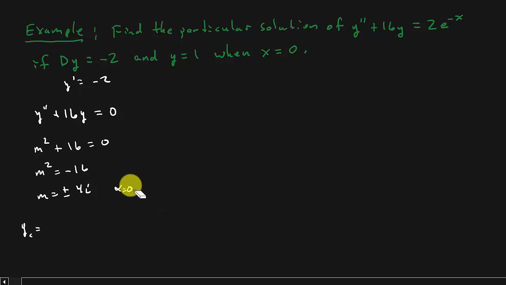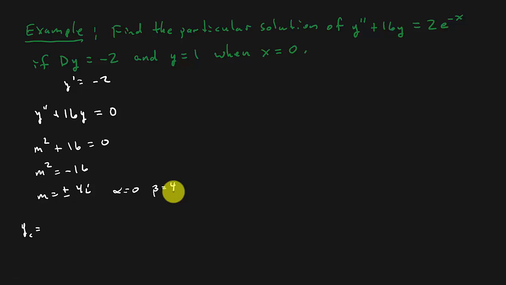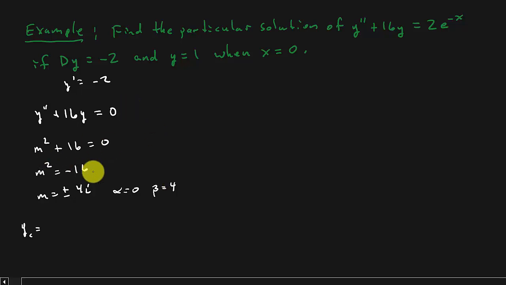Alpha equals 0 and beta equals 4. Okay. Remember, go back to the video right before this one. That's how we're solving these for the complementary solution.